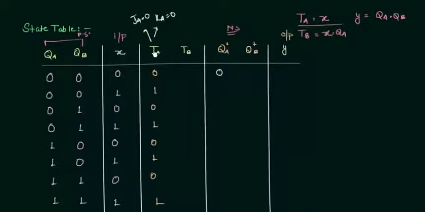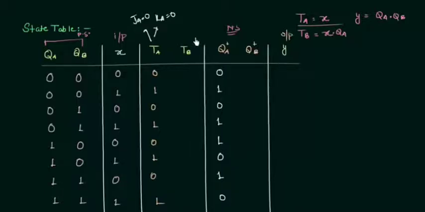When TA is 1, J is 1, K is 1, it means toggling. We have to take the complement of QA, and the complement of 0 is 1. Again 0, memory; again toggling. So 1, 0 is memory; 1, toggling; 0 is memory; 1 is toggling, so 0. So this is what we got as the next state of my first flip-flop, that is A.